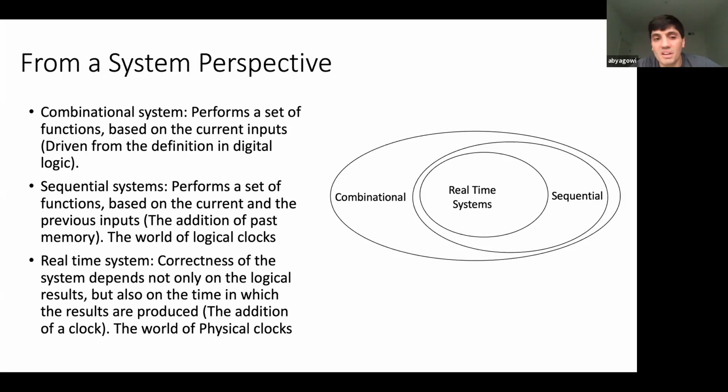So you have combinational circuits, and you have sequential circuits. That's very basic. But then as a subset, sequential circuits are a subset of combinational circuits, right? And then as a subset of sequential circuits, you have real-time systems. So in sequential circuits, we have this notion of logical clocks. When you have events, in a simple system like just a finite state machine, you have basically the state, which is a logical clock.